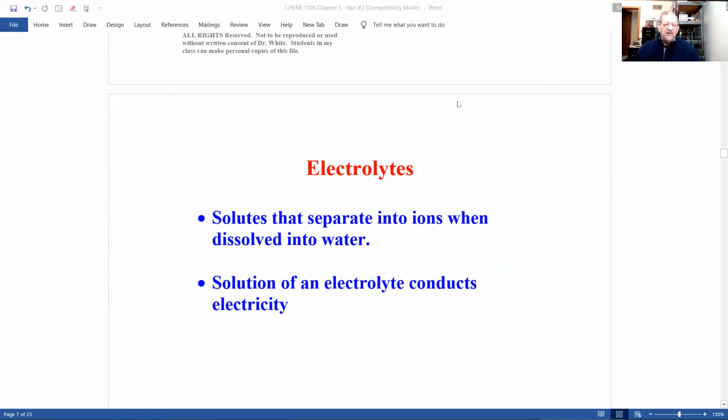Click. I'm turning the switch to the off position. Will this be on the test? I think you've all heard the term electrolytes. Electrolytes are solutes that separate into ions when dissolved in water. Salt is probably the most famous electrolyte. I don't know if fame is the right word, but a widely used electrolyte. And an important thing: solutions of electrolytes conduct electricity.